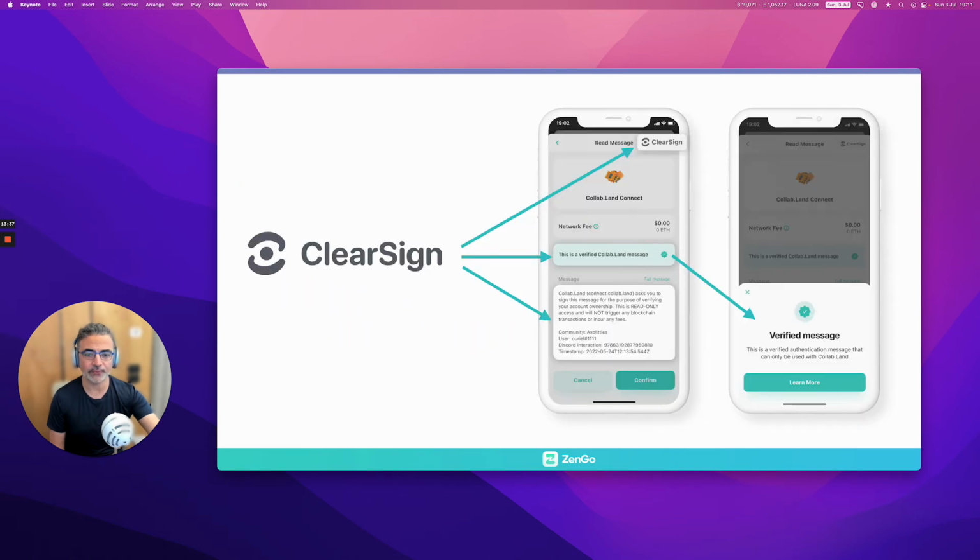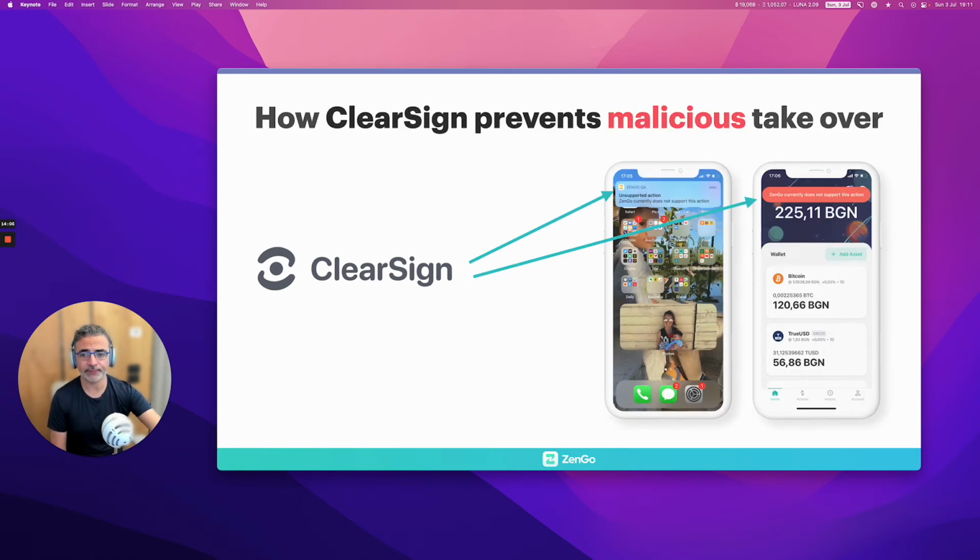All right, so what do we have here? Well, you have a very clear presentation of ClearSign with a verified Collab.land message, a clearly readable, parsed message. You can also see the full message if you want to, right? You have a button with the full message, and the message structure has been verified, so you know that you are interacting with the verified Collab.land message and not with something that could look like it.